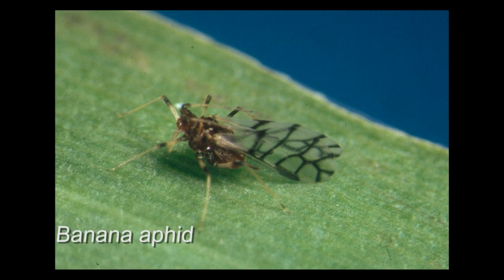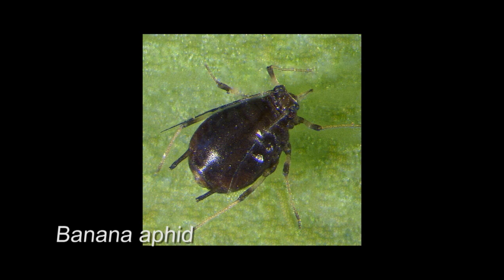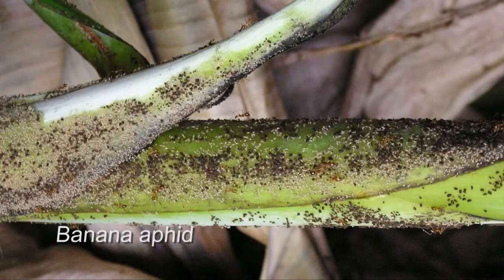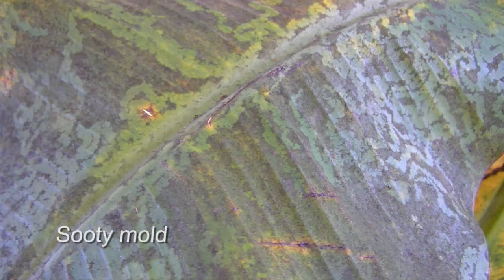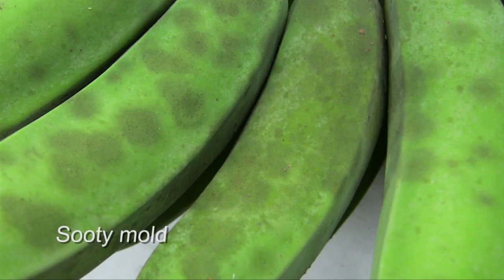Banana aphids are found wherever bananas are grown. The banana aphid is a significant pest of banana due to its ability to transmit banana bunchy top virus. Banana aphid populations are often tended by ant species. Aphid excretion of honeydew provides a nutritional and physical substrate for sooty mold fungi, which may diminish fruit quality and physically block photosynthesis.